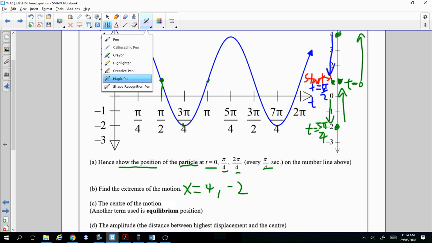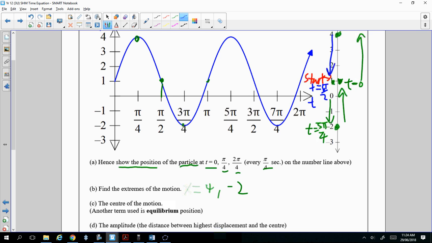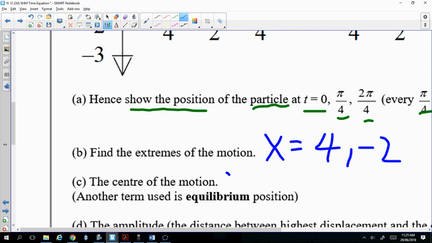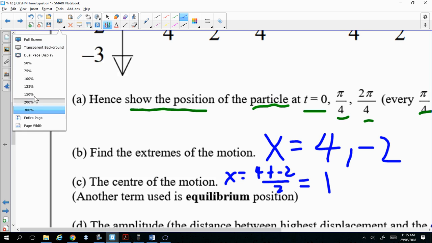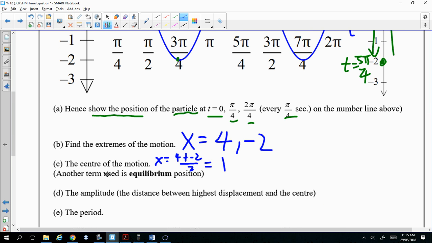Let's try again. So x equals 4 and -2. Now find the center of the motion. The center is the middle. To find the center for this example, you just have to average the two numbers. So x equals 4 plus -2 divided by 2. That will be 1. 1 is the center. The center position is also called the equilibrium position. Okay, equilibrium position.